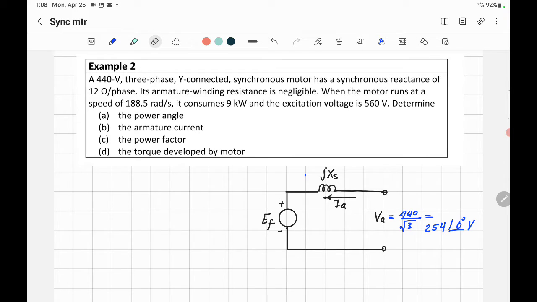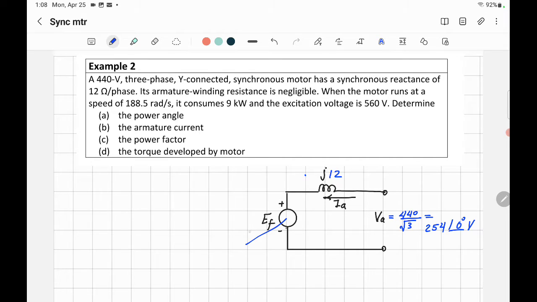The synchronous reactance is 12 ohm per phase and the armature winding resistance is negligible. So what does it mean? It means that we have only reactance, and we just add the value, which is equal to 12 ohm per phase. Well, and the motor runs at a speed of 188.5 radian per second. So that will be the speed.